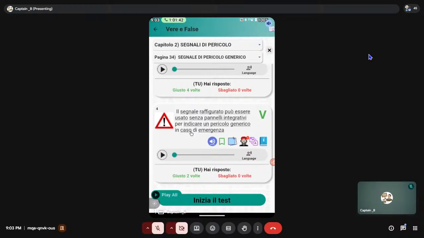So they can put this sign on the road without any additional sign, just indicating a general danger. Yes, so we don't really know the danger because of the emergency. It can be placed on the road.